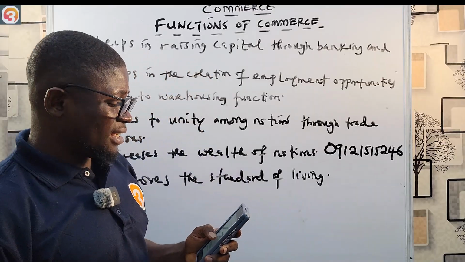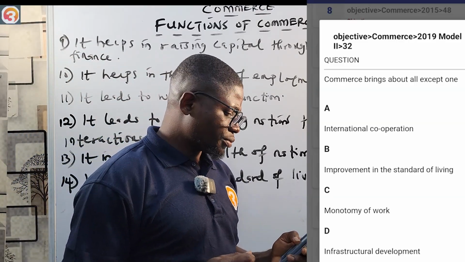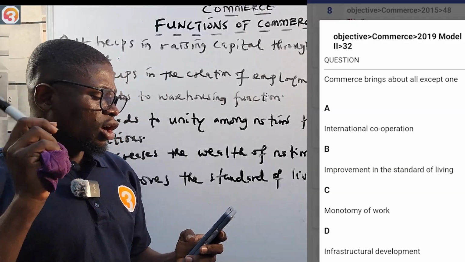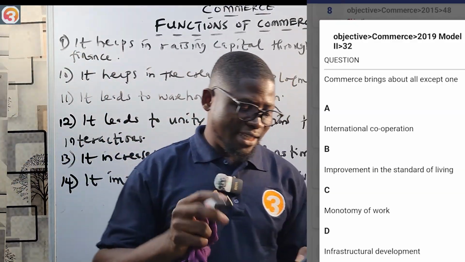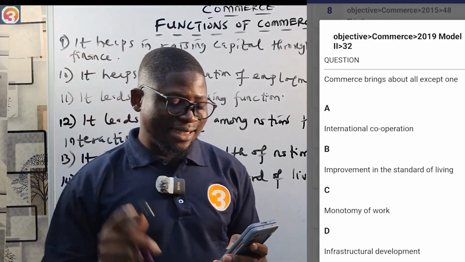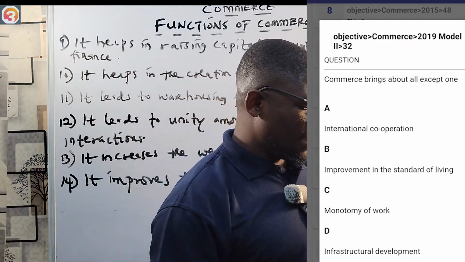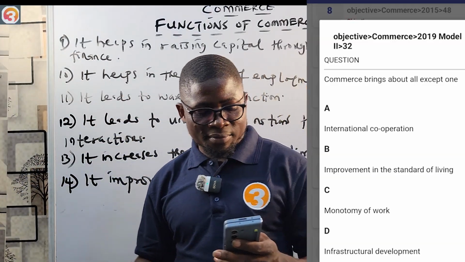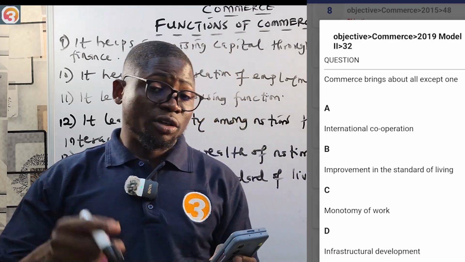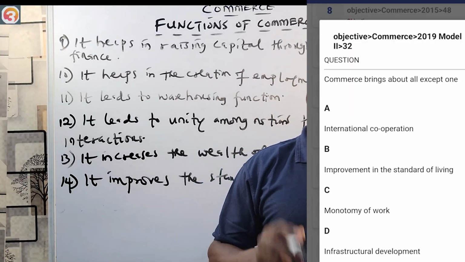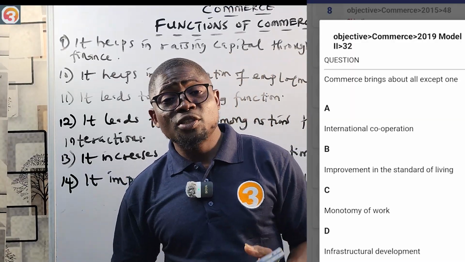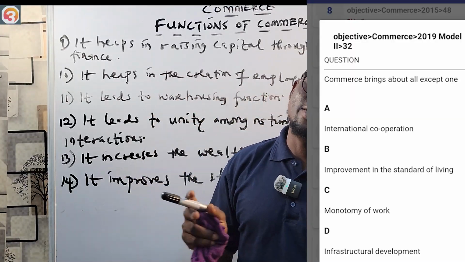This is a 2019 question, number 32. They say commerce brings about all except one. A, international cooperation. B, improvement in the standard of living. C, monotony of work. D, infrastructural development. The correct answer there will be C, because monotony means what? Only one person will be doing one thing. It's not it.